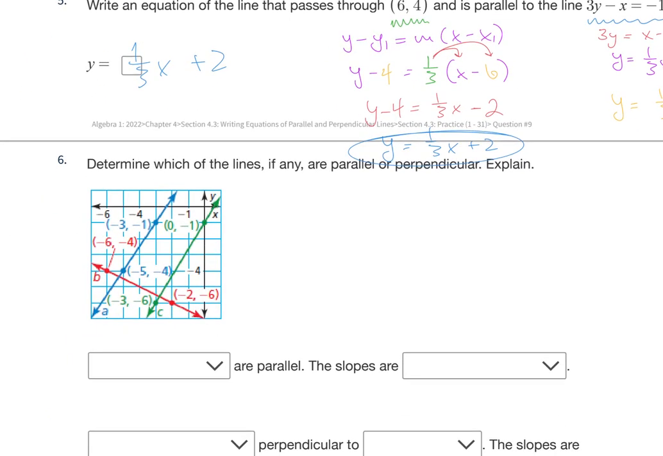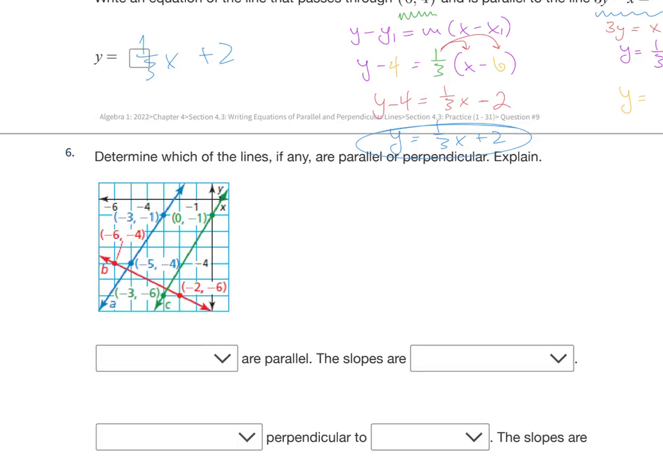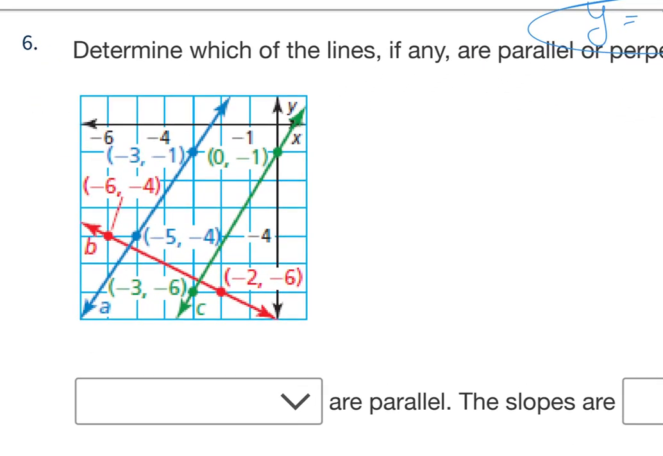Determine if any lines are parallel or perpendicular, explain. So let's zoom in here. For line A, what we're going to do is start at this point and rise and run over to that point. I'm checking the scale of my graph real quick. It's counting by ones, because check this out. 0, 1, 2, 3, 4, 5, 6. 0, 1, 2, 3, 4, 5, 6. Okay, we're good. So that's our scale.